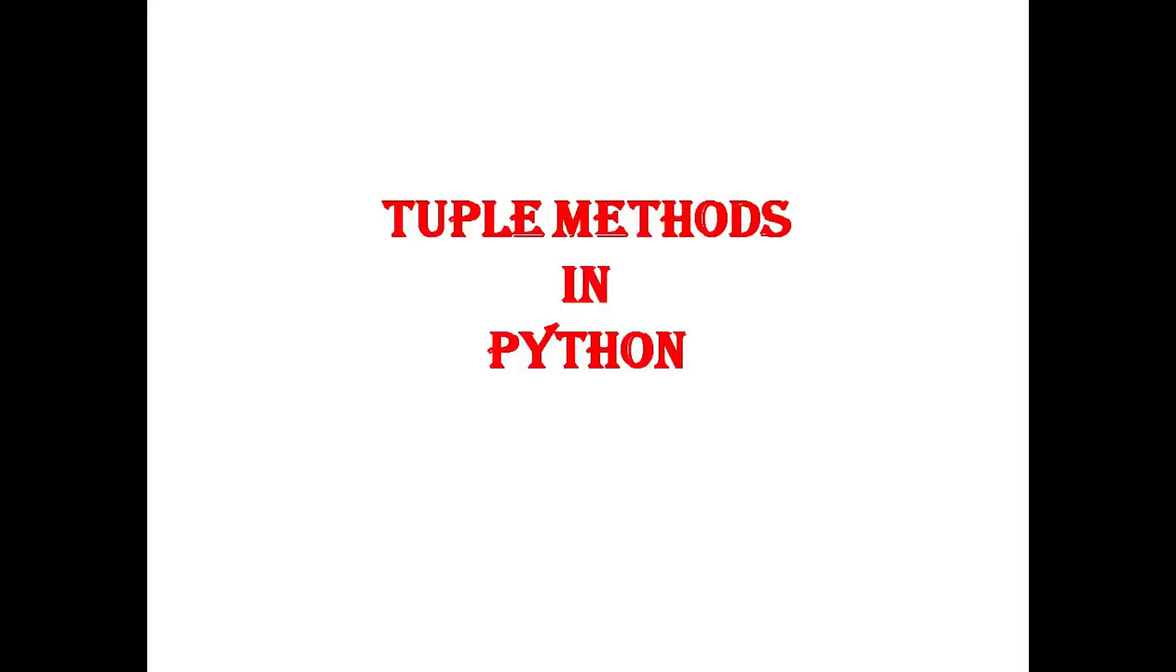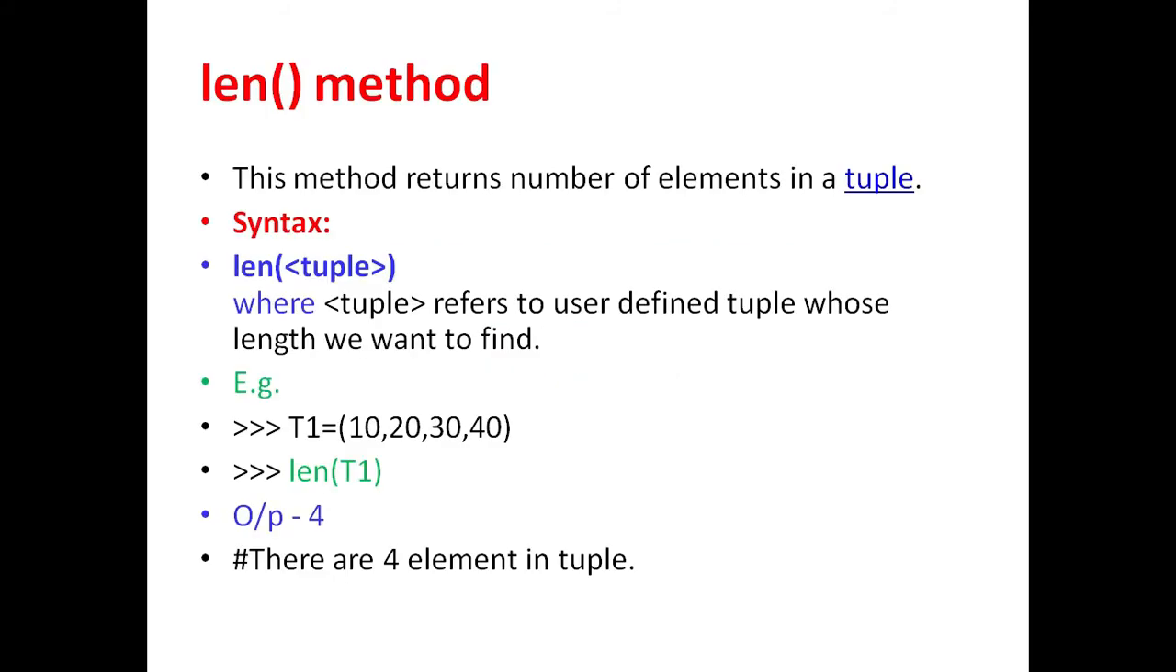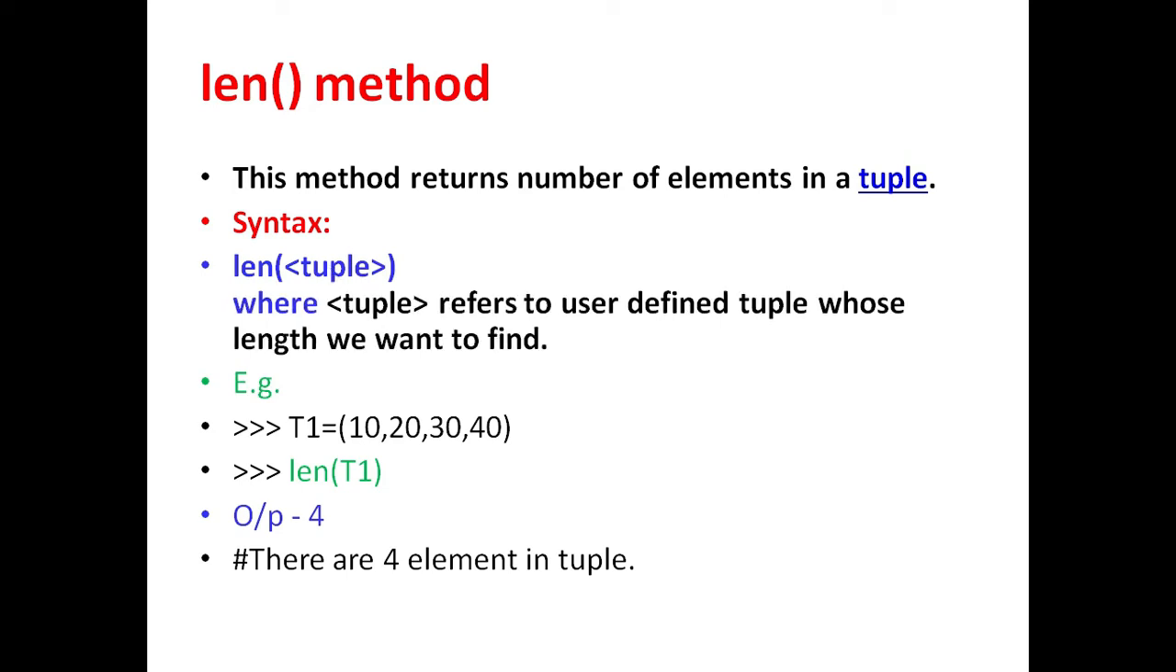Here we will see tuple methods in Python. First is length. This method returns the number of elements in a tuple. General syntax is len and the tuple, where tuple refers to the user defined tuple whose length the user wants to find. For example, if a tuple is defined with elements 10, 20, 30 and 40, and when we use the length function with t1, it will give the output 4, since there are 4 elements in the tuple.